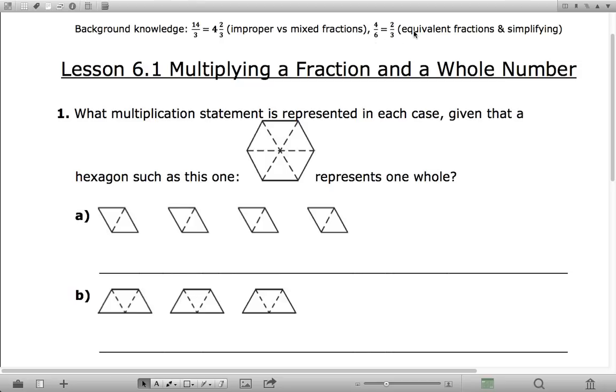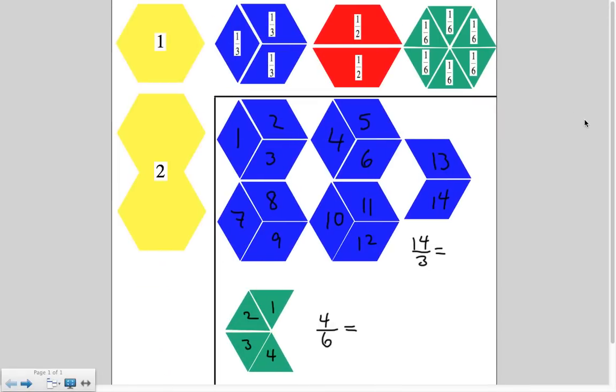And you also need to know something about equivalent fractions and simplifying. So if you have a fraction such as 4/6, you need to be able to reduce it to 2/3 and know how that happens. So let's just take a look at those two items before we get into the lesson. You don't need to take notes on this, you can just sit back and enjoy.